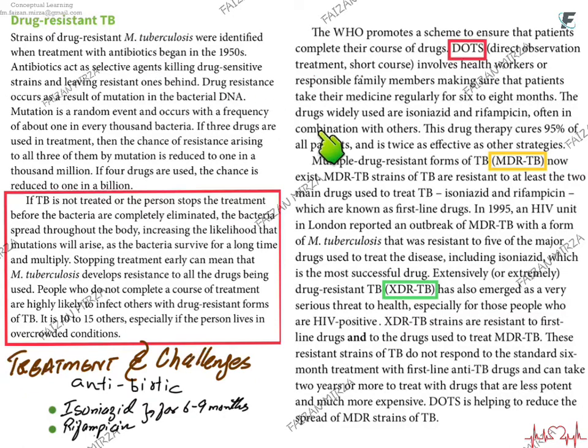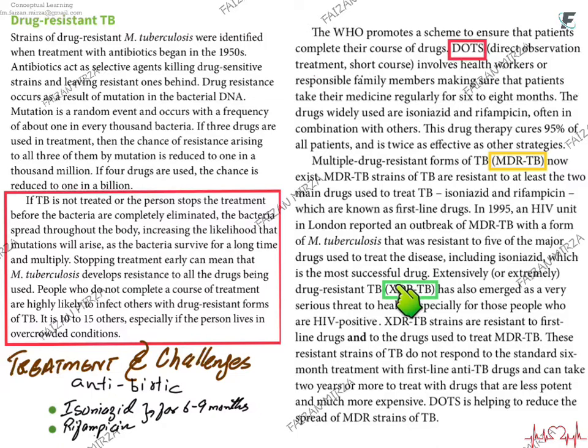The drug-resistant forms of TB include MDR-TB, multiple drug-resistant TB. This MDR-TB is resistant to at least two main drugs, isoniazid and rifampicin, and if they cannot be used, then obviously you have to go for some other medications.